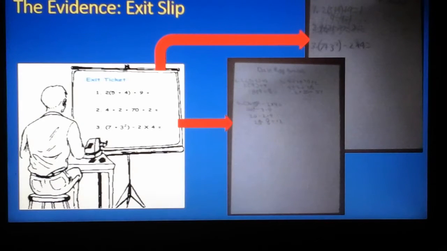As the period concluded, we closed out the day's lesson with an exit slip with similar PEMDAS problems. The first day's lesson provided much in the way of formative assessments and demonstrated to me the importance of using that evidence to differentiate instruction for the next lesson.